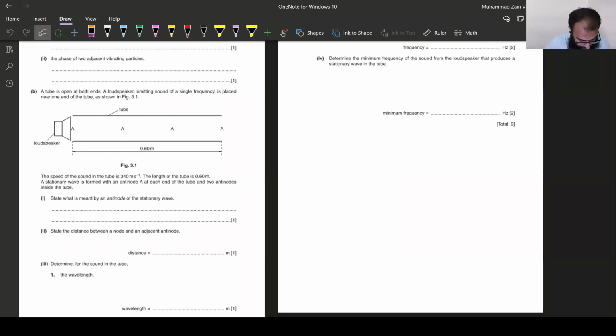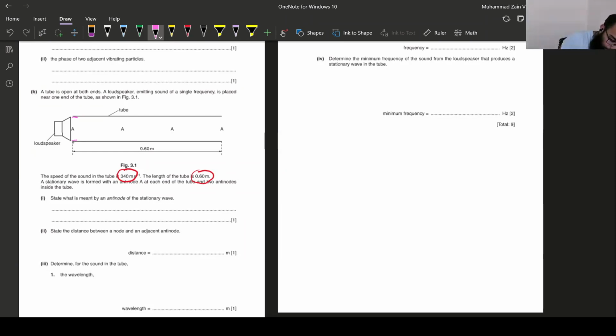Okay, so now they've given us some data: the speed is this, and the length of the tube is 0.6 meters. A stationary wave is formed with an antinode at each end of the tube and two antinodes inside the tube. So there is an antinode here and an antinode here, and obviously two antinodes inside the tube. Before we can even proceed to solve this, you'll need to draw the diagram of how the wave is formed.